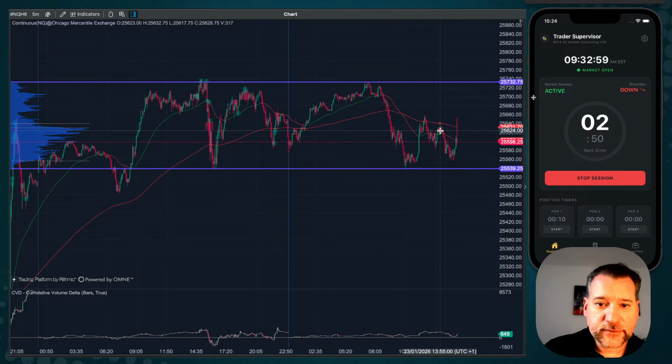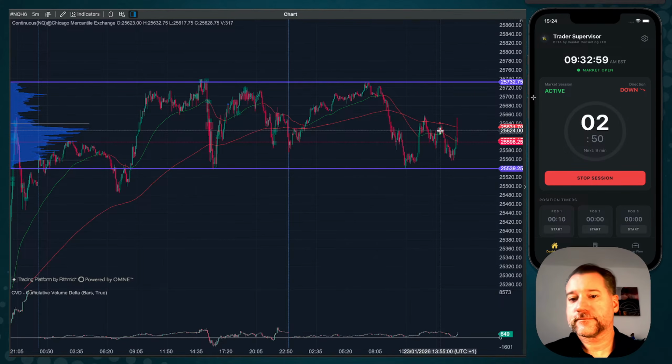Where is the VWAP? Here. The thick line is the VWAP. We're looking for shorts at the moment because we are below the VWAP. Let's see. It's ranging here.